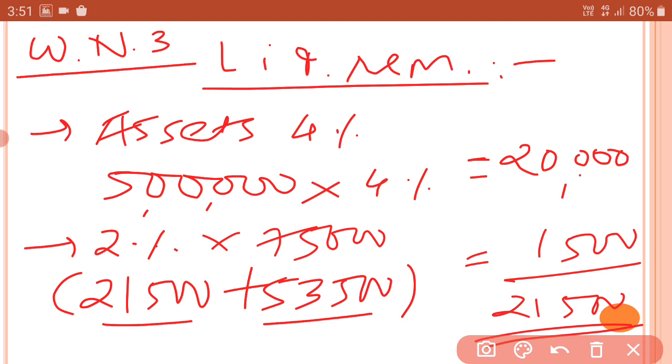It's working note 3. One by one, I think it's perfectly clear about working notes 1, 2 and 3. Working note 1, preferential creditors. Working note 2, unsecured creditors, because when you calculate the liquidator's remuneration, this figure is required. So you can easily calculate working note 3, liquidator's remuneration. After that, working note 4 is total receipts.